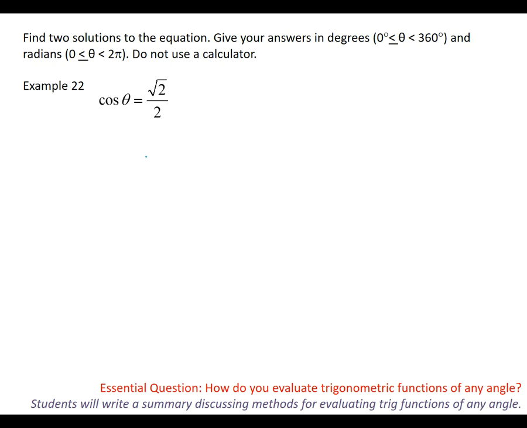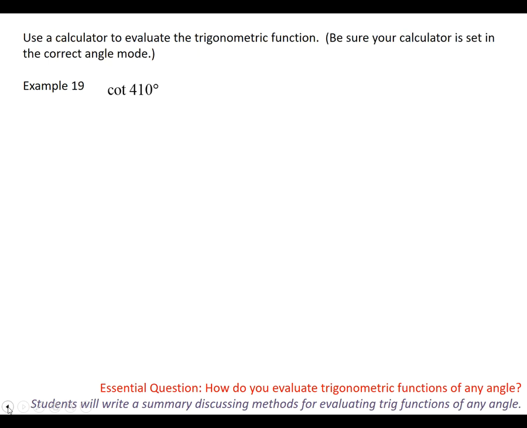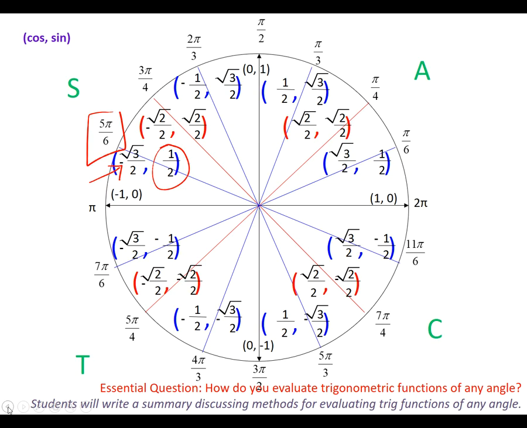On your unit circle, is the cosine the x value or the y value? X value. I'm only going to show you one with the unit circle; the rest of them you're going to do on your own. I'm going to walk around my unit circle and look for where the x value is positive square root of 2 over 2. Do you see how it's at pi over 4? Which is also how many degrees? 45. Then I'm going to keep walking.